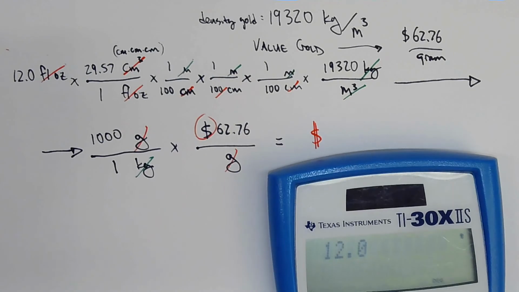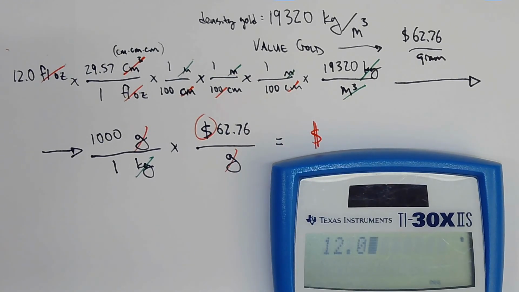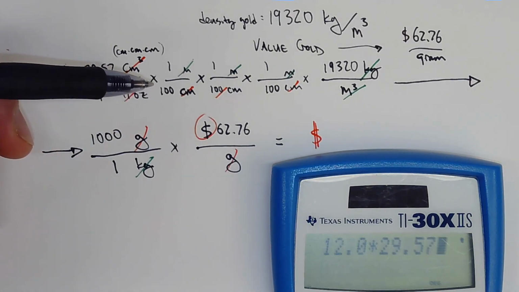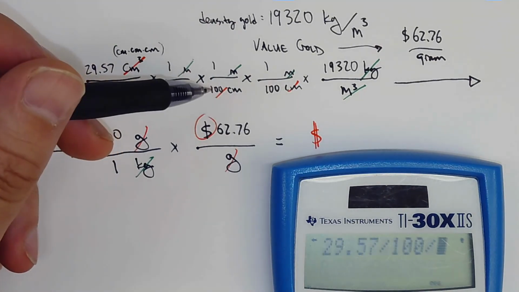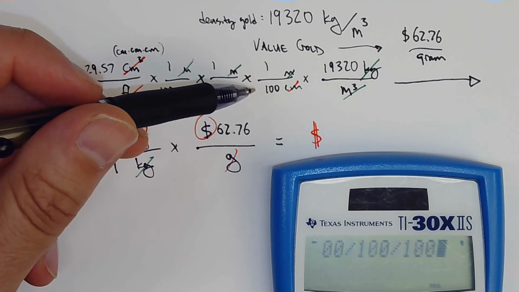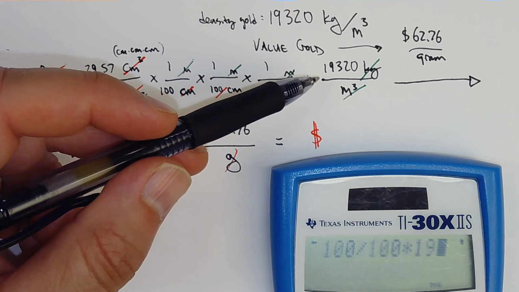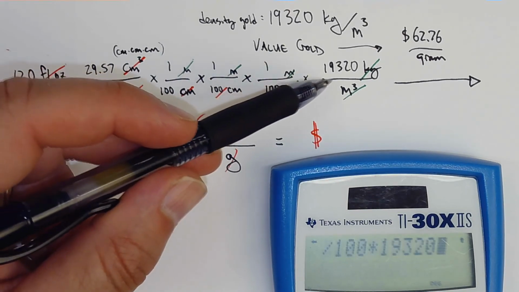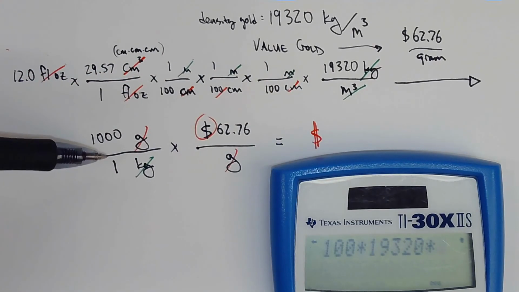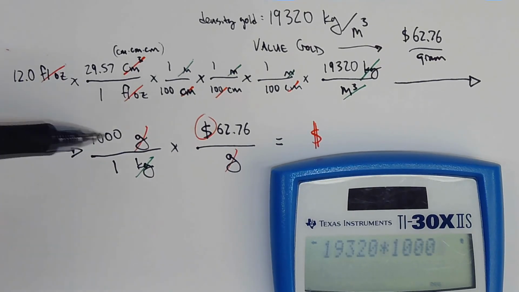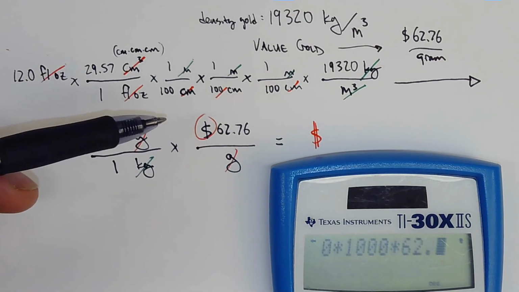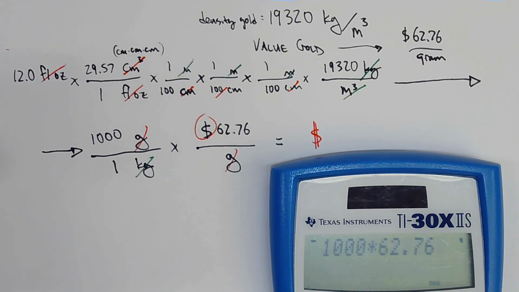All right, so let's take a look here. 12 fluid ounces times 29.57. Excuse me. Good time for tea. And again, we can string this all together. Divided by 100. Divided by 100. Divided by 100. Times 19,320. Times 1,000. Times 62.76.